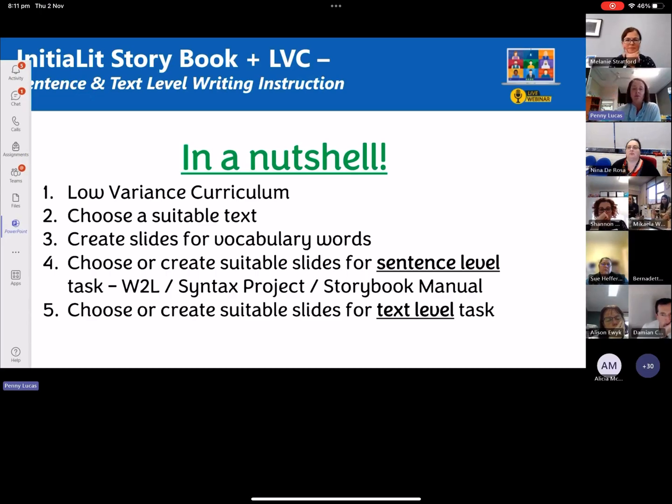Then I create those slides for my vocab words using that great instructional routine from Becca McCown. And then I choose, or hopefully choose, but sometimes you might have to create suitable slides for your sentence level task. Make sure you look at the Right to Learn resources, the Syntax Project, and the Storybook Manual. And then when we go to our text level or paragraph, again, it's choosing or creating suitable slides to complete that writing task. So that's me done, and I'm very happy to answer questions or get in contact with Jill, and I can certainly help if anybody would like me to elaborate on any more of those details.